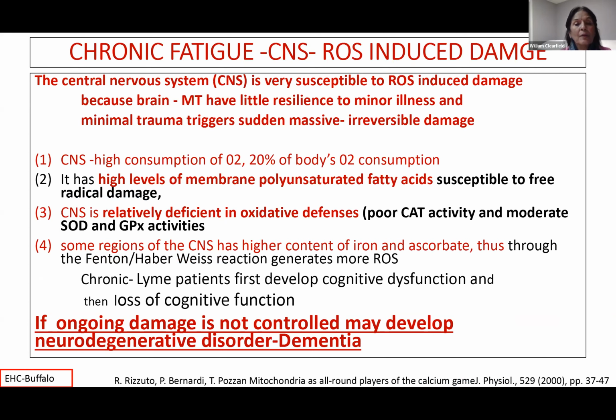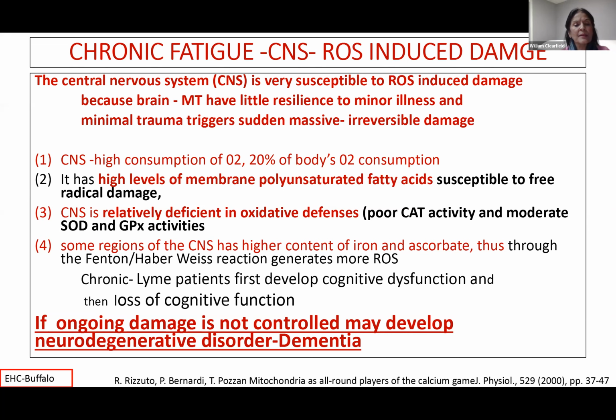So chronic fatigue has an adverse effect on the central nervous system, which is induced by the reactive oxygen species. The central nervous system has mitochondria with little resilience, so minor illness or minimal trauma can trigger sudden, massive, irreversible damage. 20% of the body's oxygen consumption is done by the central nervous system, and having high levels of polyunsaturated fatty acids, it is susceptible to free radical damage and results in oxidative damage, as the central nervous system is relatively deficient in oxidative defenses, with poor catalase activity and moderate SOD and GPX activity.